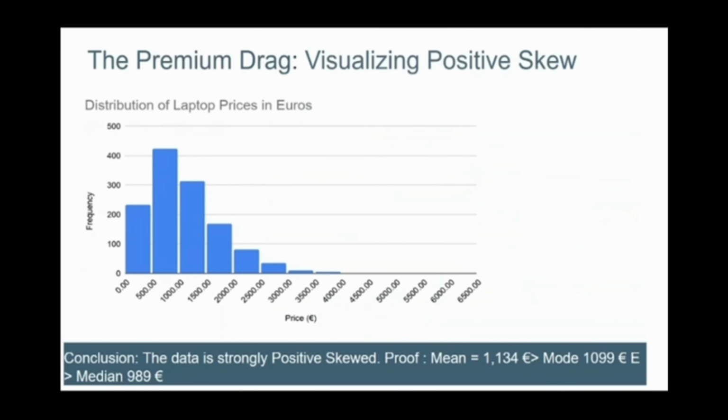We have statistically confirmed a strong positive skew because our mean, 1,134 euro, is greater than our mode, which is 1,099 euro, and in turn greater than our median, 989 euro. This specific sequence, where the mean is pushed higher than the median.